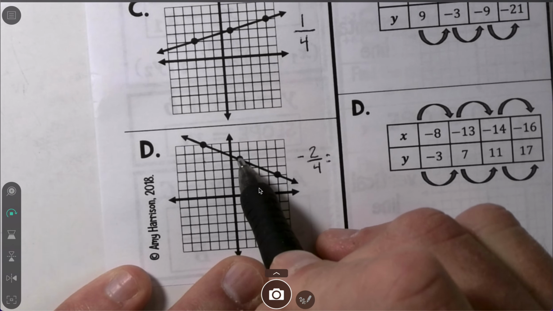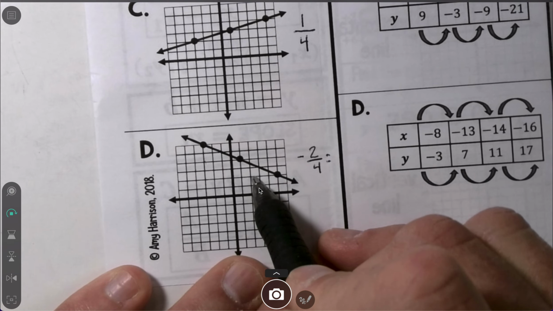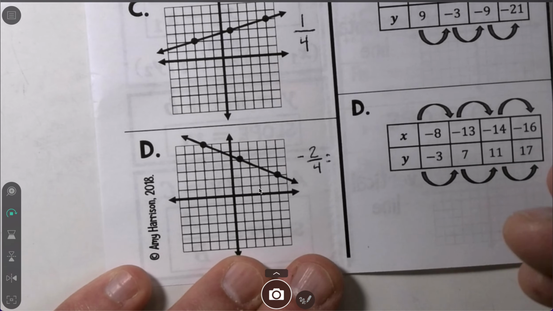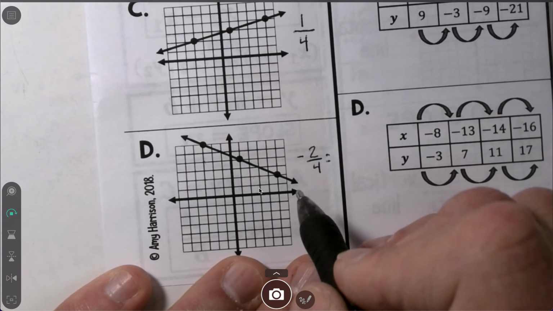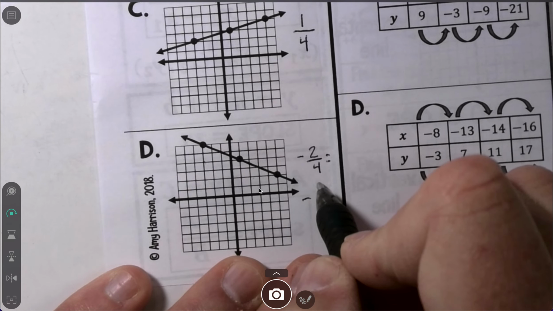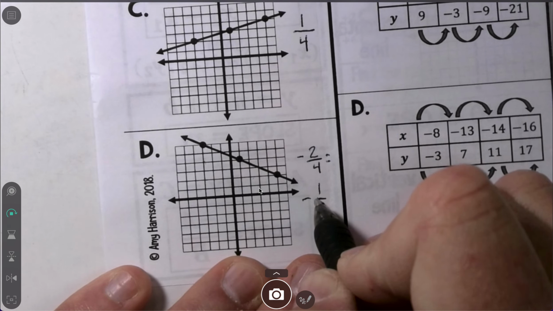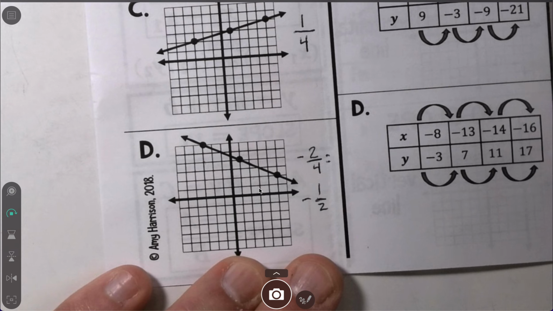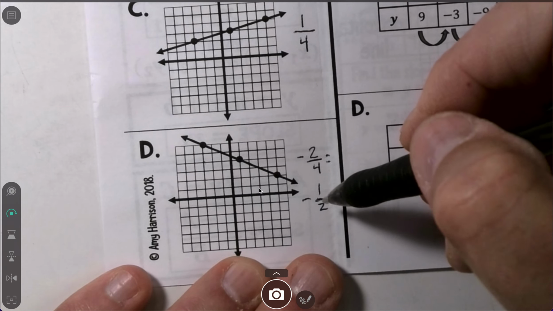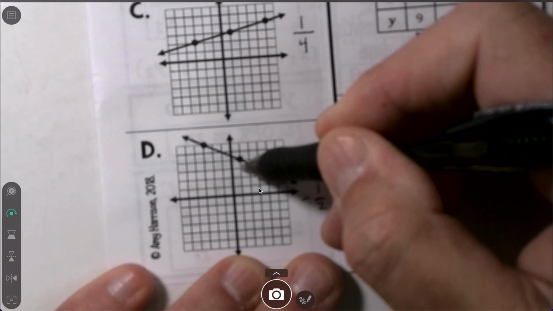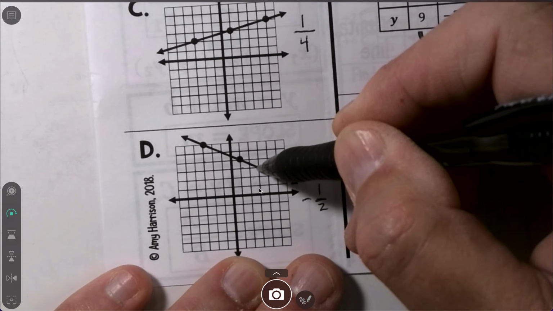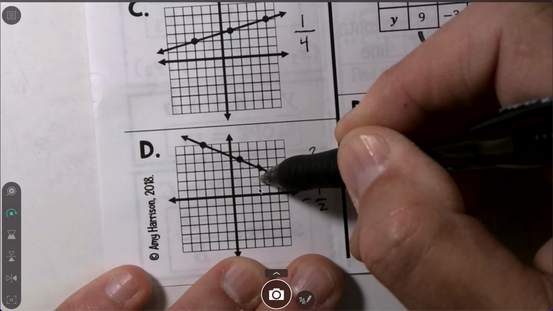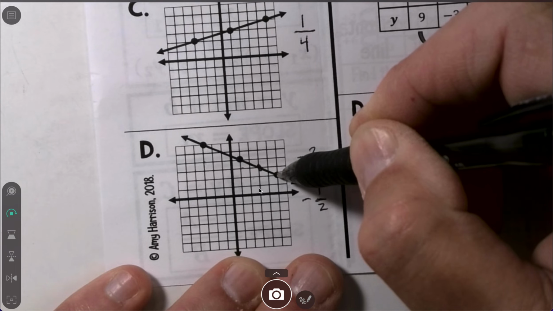And we can do that again, down 1, 2, right 1, 2, 3, 4. So what does that simplify to? Negative 1/2. So our slope of this line is down 1, right 2. So down 1, right 1, 2. And look at that, I'm right back on the line. Down 1, right 1, 2. Okay?